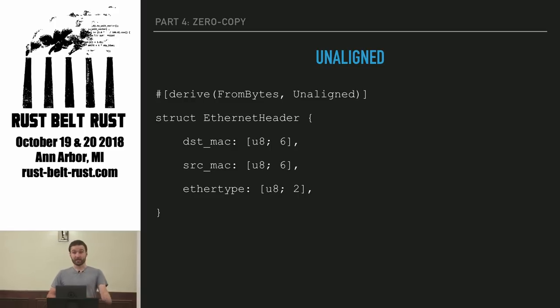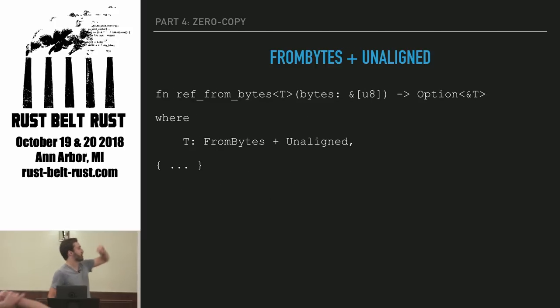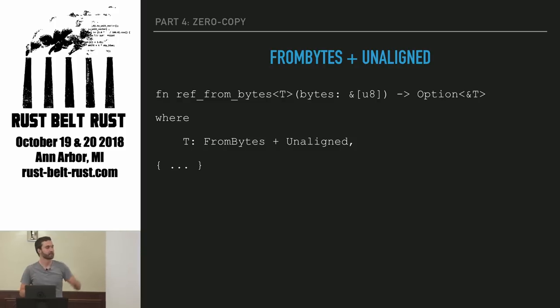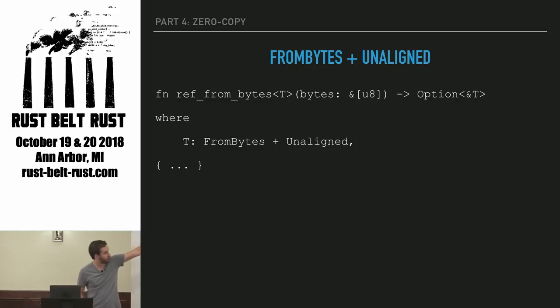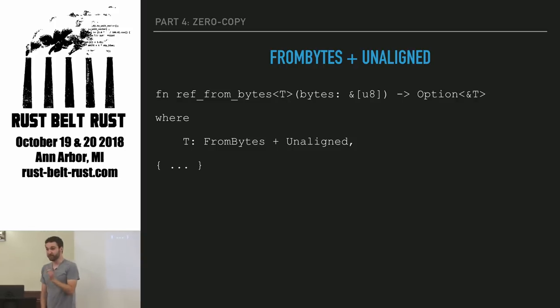But anyway, it has to be unaligned because we don't know where in the buffer we might be parsing something from. So once we have those two things, we can build this awesome function. Now, this function doesn't literally exist in the code base, but there's something very analogous to it. Basically, it's called ref from bytes. You say, here is a sequence of bytes of the appropriate length. If it is not of the appropriate length, then we return none. But if it is, then it just gives us back a reference to T, because the type system already took care of making sure that all of this stuff was safe.